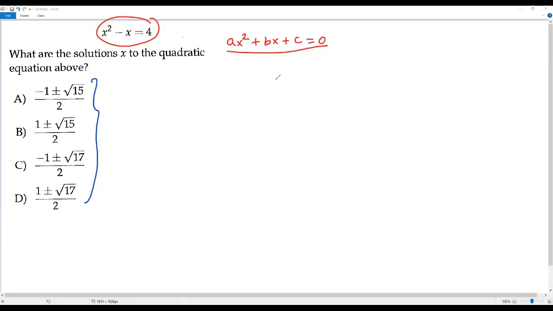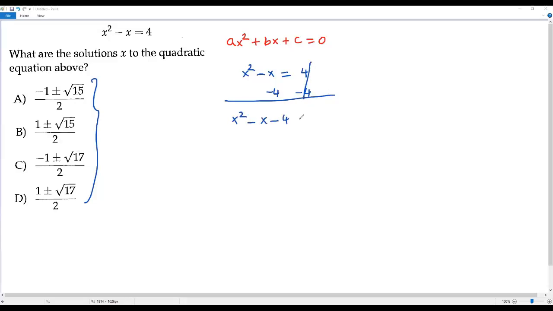Let me write the given quadratic equation as it is: x squared minus x equals 4. To get 0 on the right side, I have to get rid of this 4. For that I subtract 4 from both sides. When I subtract 4 from both sides, positive 4 and negative 4 cancel out, and I get x squared minus x minus 4 equals 0. Now the quadratic equation x squared minus x minus 4 is in the form ax squared plus bx plus c equals 0.